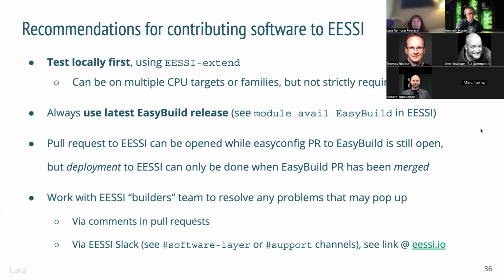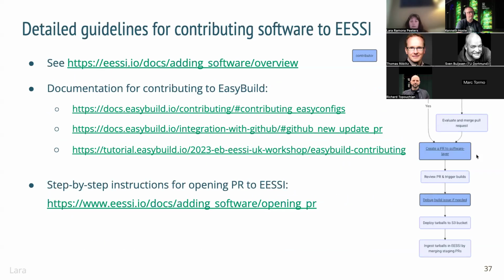If you see that there are problems on specific targets where you don't have access to, you can rely on the builders in our team to resolve any problems. But we also encourage people to help us find solutions. You can do this via commenting in the pull requests if you think you know what's wrong and how to fix it, or you can do this via our EESSI Slack.